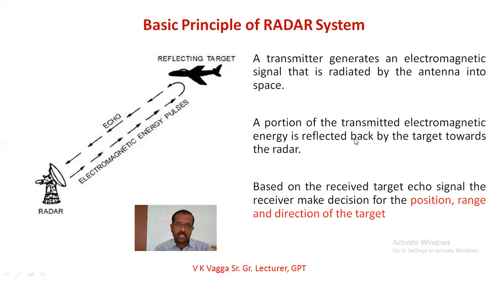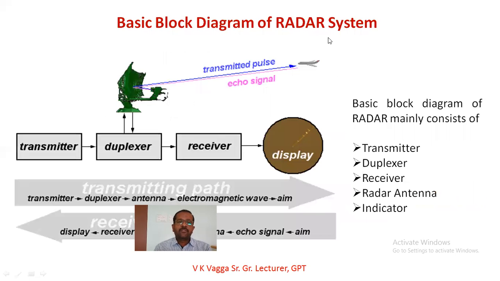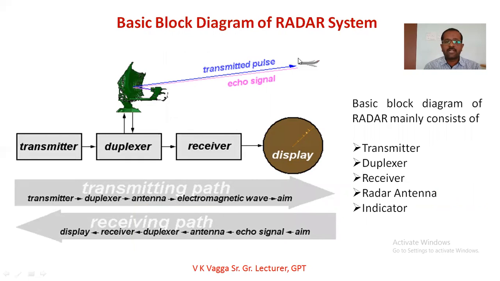This itself is the basic principle of the radar system. Understood? Okay, and the next one, if you take the block diagram of the radar system, it mainly consists of the transmitter, duplexer, receiver, radar antenna, and the indicator. So all this is represented in terms of blocks. Observe here, this is the transmitter, this is the duplexer, this is the receiver, and this is the radar antenna, indicated with the green color. And you can see this is the display system, acting as the indicator here.